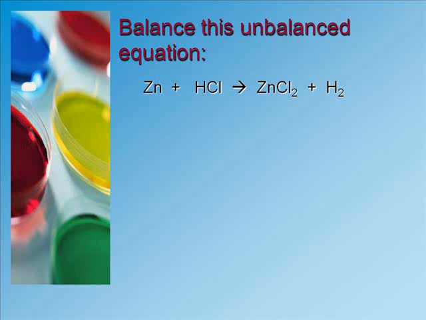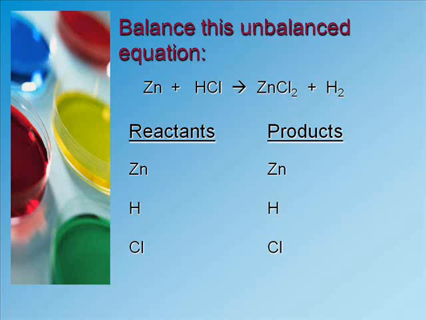Let's take a look at the next example. In this reaction, we are reacting zinc with hydrochloric acid to form zinc chloride and hydrogen gas. On the reactant side, we have zinc, hydrogen, and chlorine, and we have those same atoms on the right-hand side. As it's written now, we have 1 zinc atom, 1 hydrogen atom, and 1 chlorine atom on the left-hand side. On the right-hand side, we have 1 zinc atom, 2 chlorine atoms, and 2 hydrogen atoms.